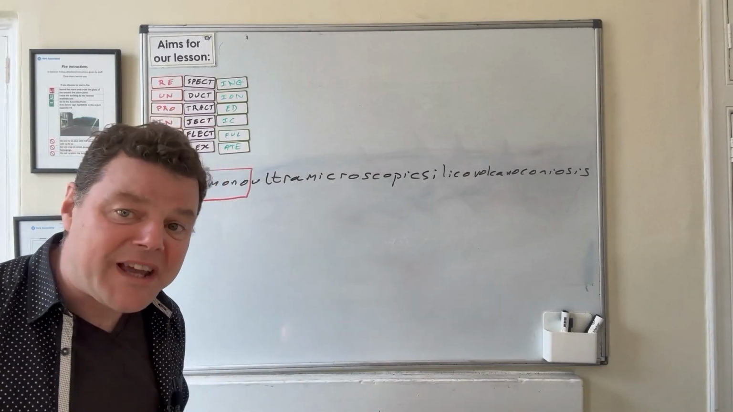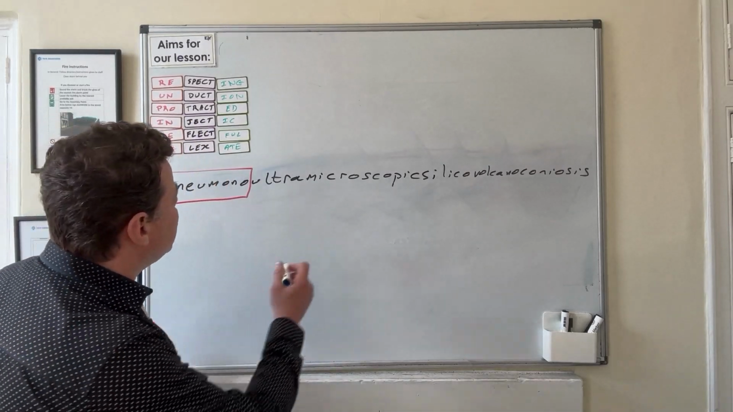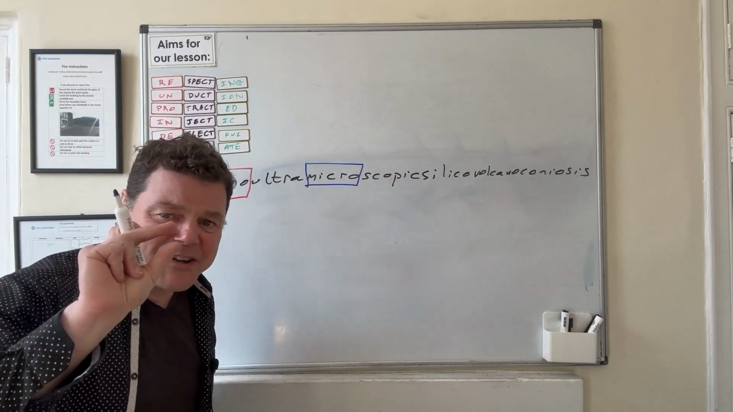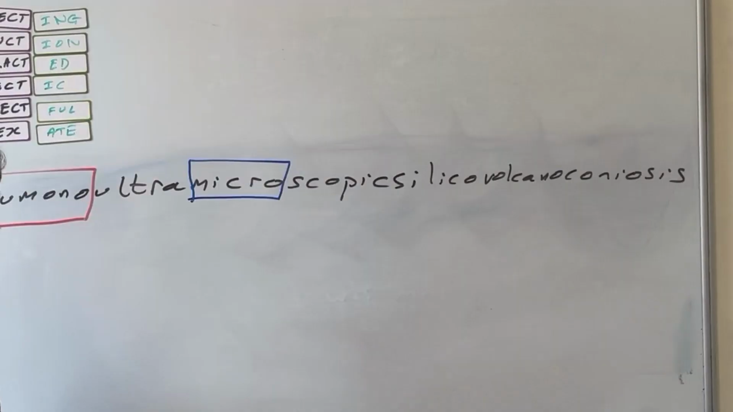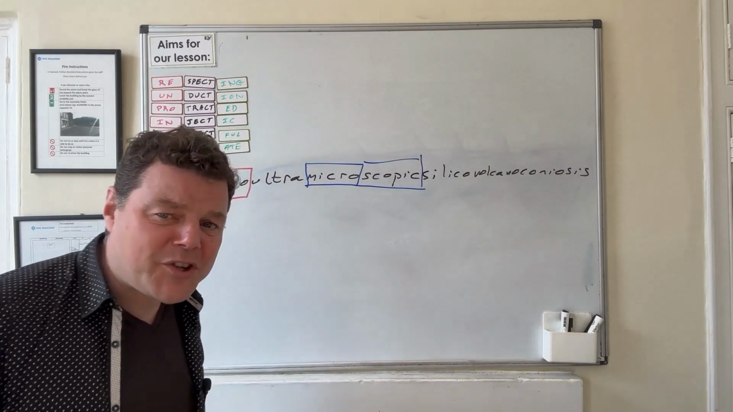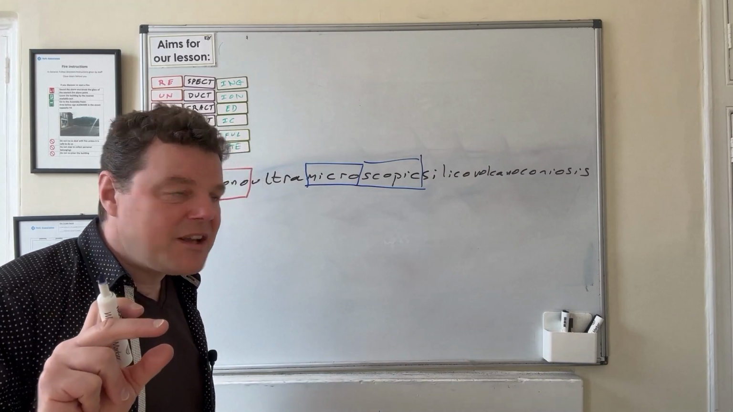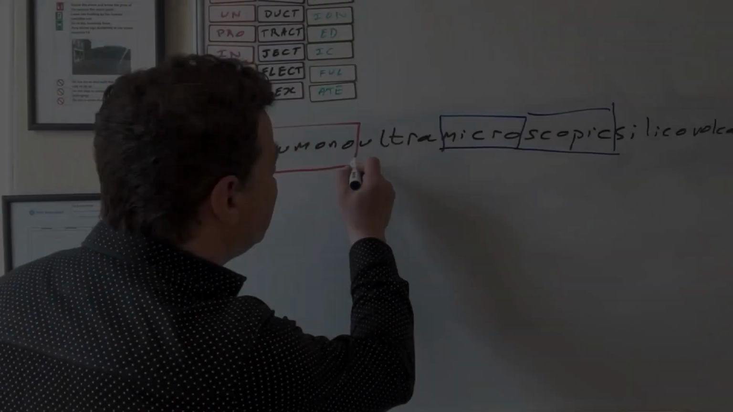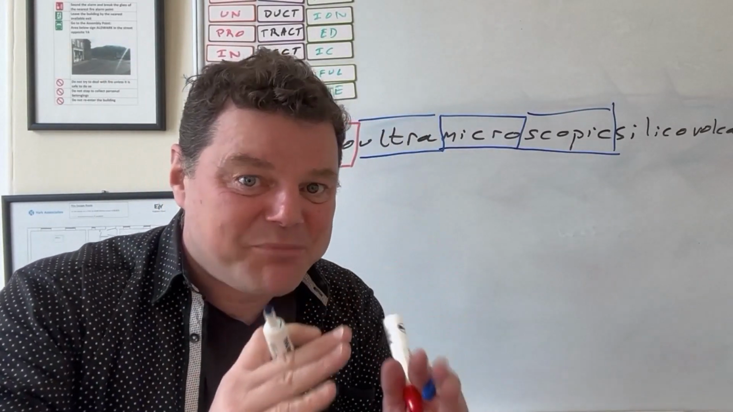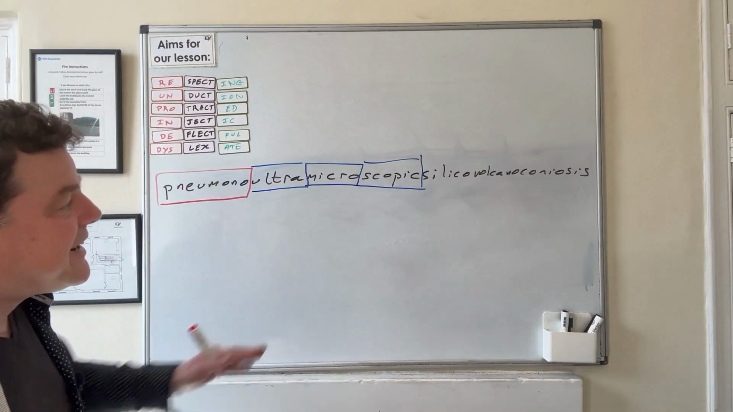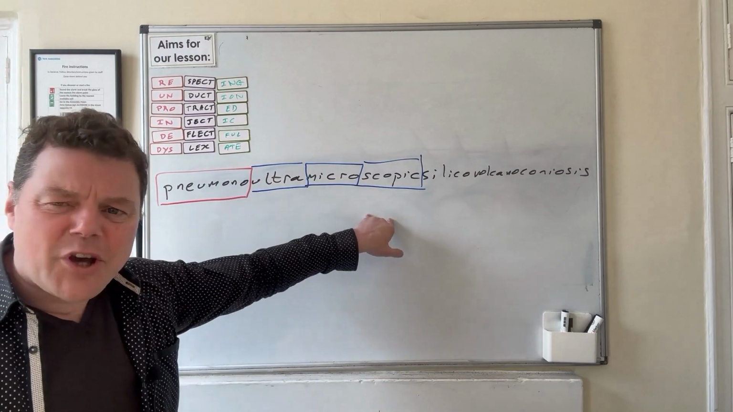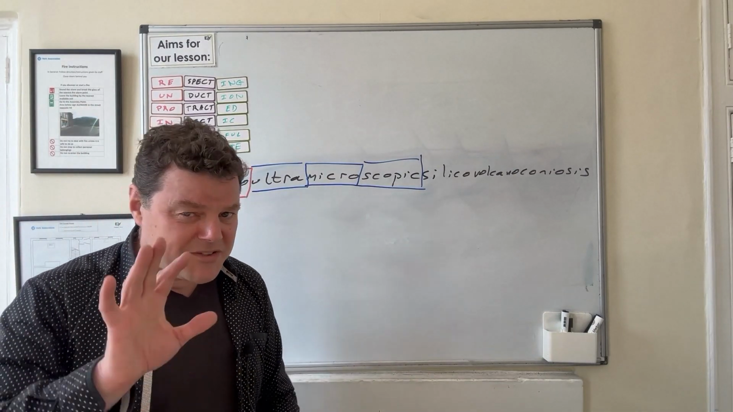Well, okay, now let's have a look at the other parts of the word. Here you have the word micro, meaning very, very, very small. Or you can have microscopic. Microscopic, too small to see. But if it's ultramicroscopic, really, really small, so it's even smaller than microscopic, it's ultramicroscopic. So we've got pneumonoultramicroscopic. We still don't quite know what the word means, but let's just delve deeper.